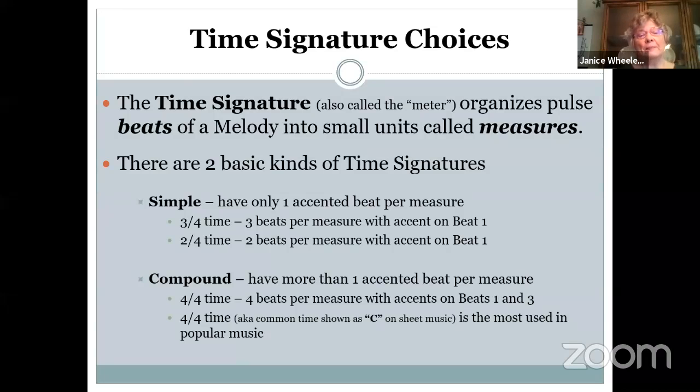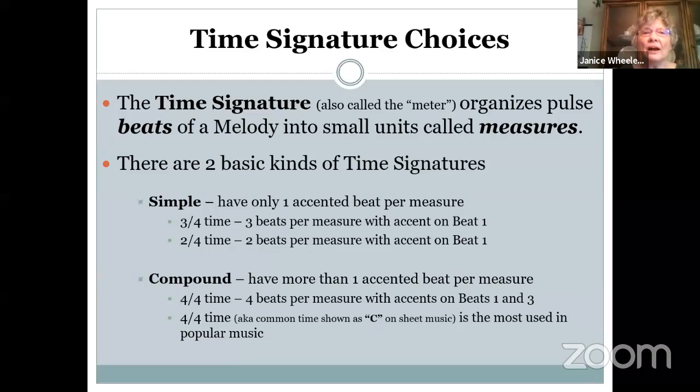Compound time signatures have more than one accented beat per measure. And 4/4 time is one of the most popular time signatures used in music. And it is a compound signature. It has more than one accented beat per measure. So it's counted like 1, 2, 3, 4, 1, 2, 3, 4. We also sometimes see the 4/4 time signature written as a C, which stands for common time, because it is the most commonly used time signature in our popular music.